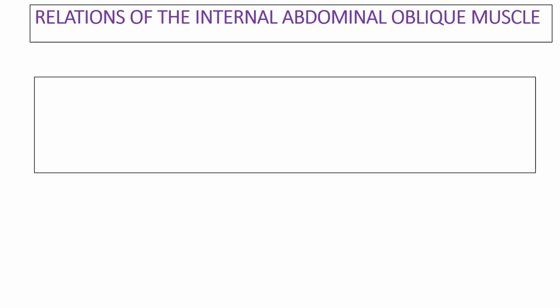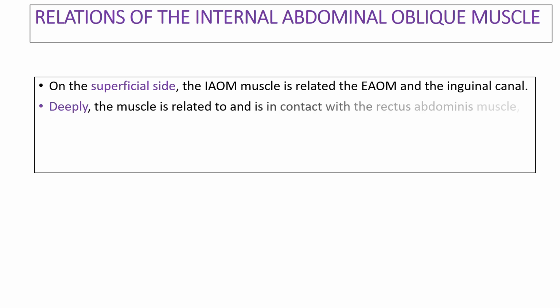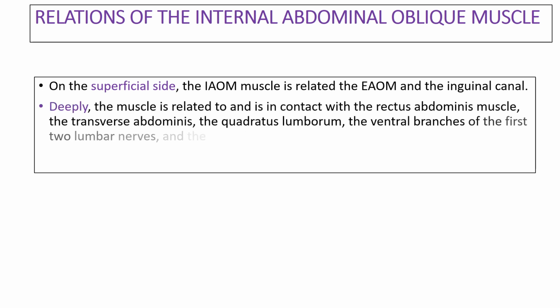This muscle is related to various structures on its superficial side as well as its deep side. On the superficial side, the internal abdominal oblique muscle is related to the external abdominal oblique muscle and also to the inguinal canal. On the deep side, the muscle is related to and is in contact with the rectus abdominis muscle, the transverse abdominis muscle, the quadratus lumborum muscle, the ventral branches of the first two lumbar nerves, and also the cranial branch of the deep circumflex iliac artery.